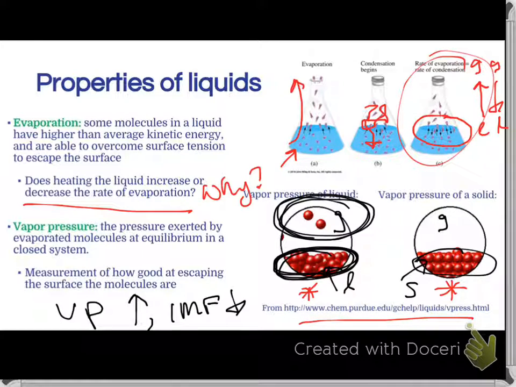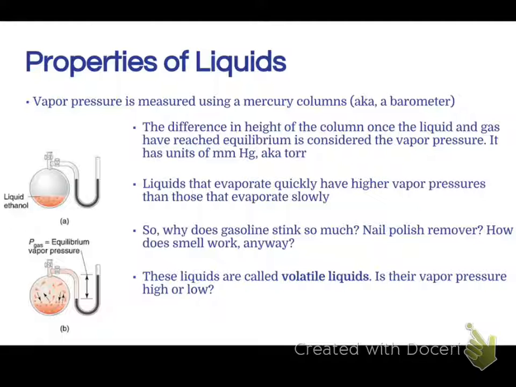All right, but some things do not have strong IMF, okay? And when that happens, more of their particles are able to escape into the gas phase. So that means more particles. That means the vapor pressure increases. If you have more gas particles, then vapor pressure is high, okay?